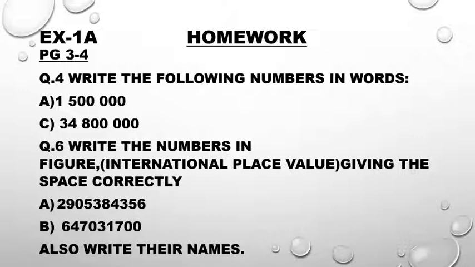You can see that the numbers are already in figures but the spaces are not there. So you must put the spaces according to the international way. And we know that in the international way every group or period is having 3 digits. And then you will also write their names. That is how we can read these numbers. You will write it in your notebooks.